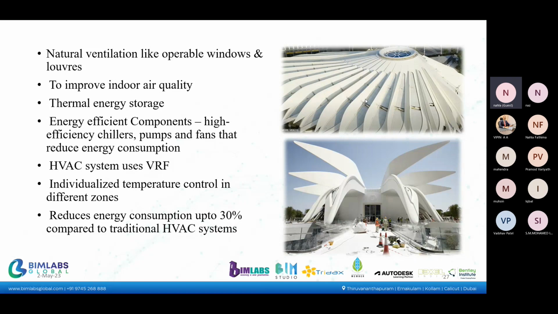So if there are no people in a particular area, then the HVAC system or the air conditioning system of that area can be switched off, so that we can save electricity. We don't need to switch on the AC in the entire building. So that was another feature that was incorporated, and by using this VRF, the energy consumption was reduced by up to 30% compared to traditional HVAC systems.